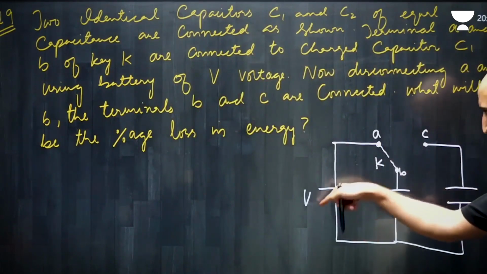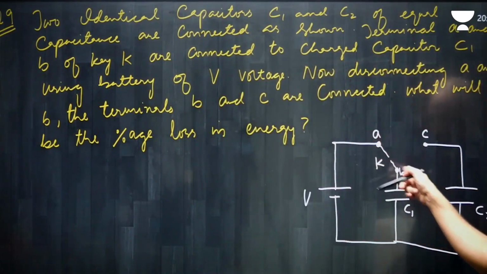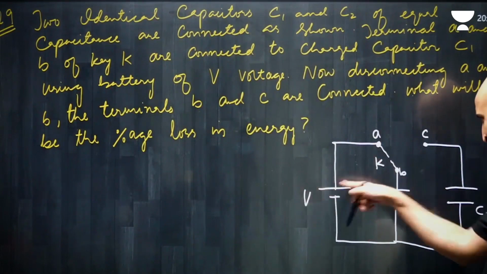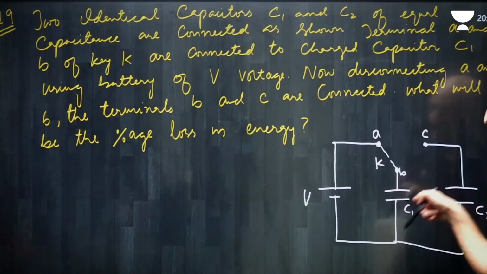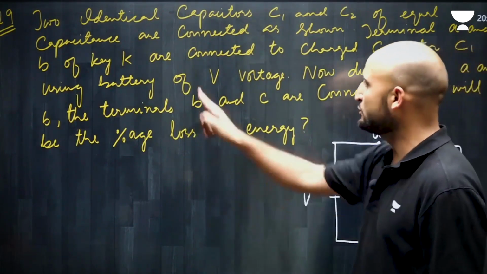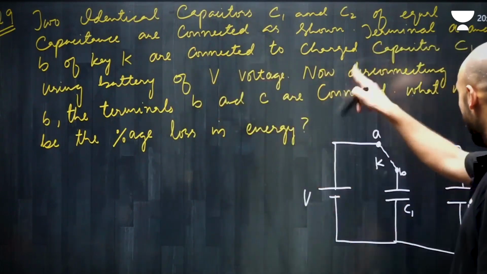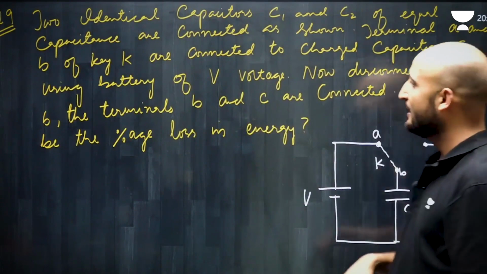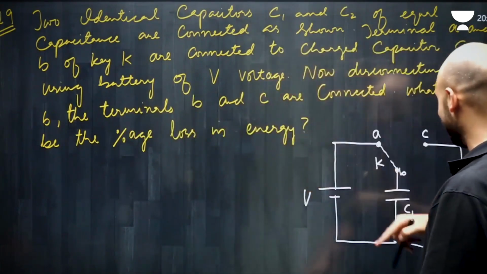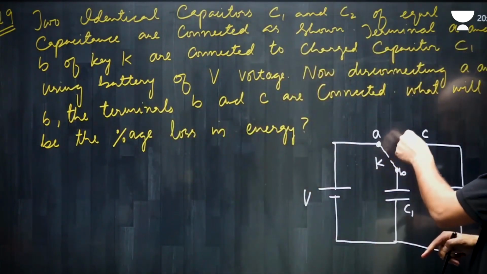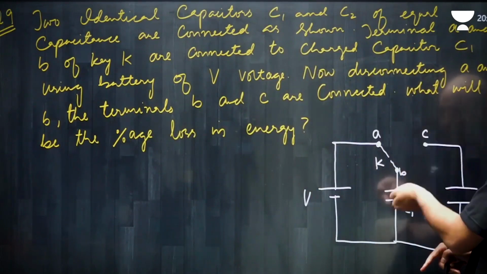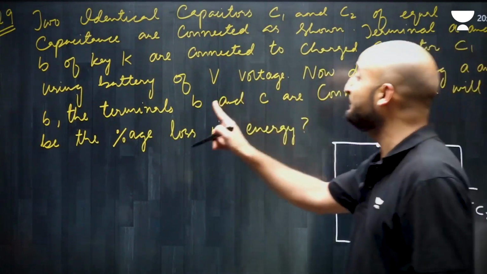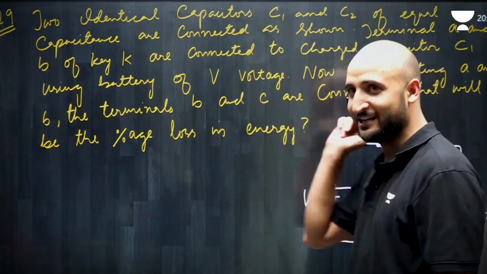Okay, there's a battery of potential V. The key is connected between A and B. Means battery is connected to C1. It is charging your C1. All right. Using battery of voltage V. Now disconnecting A and B. You are disconnecting this key here, right? The terminals B and C are connected. Means you are disconnecting key here and connecting B and C here, right? What will be the percentage loss in the energy?